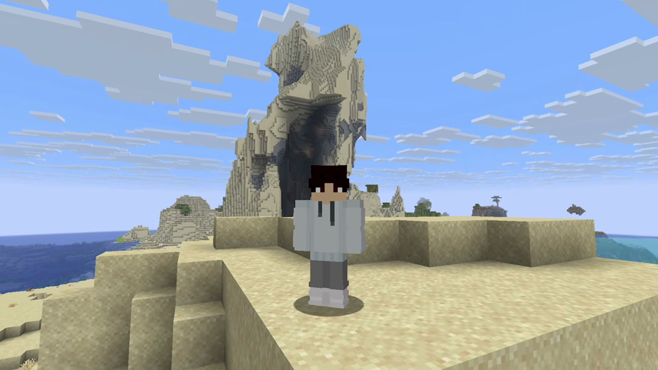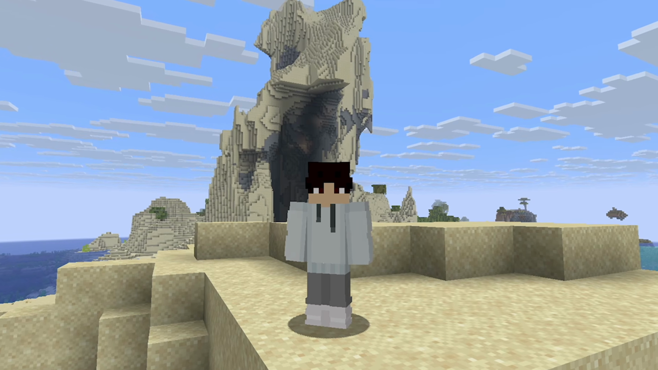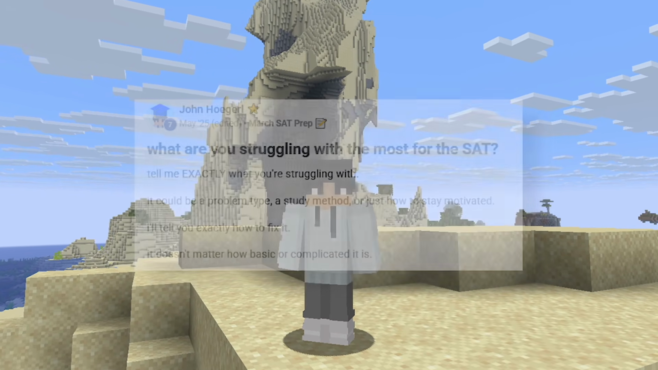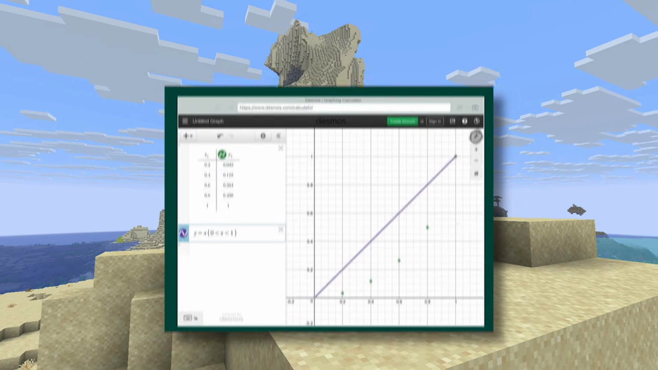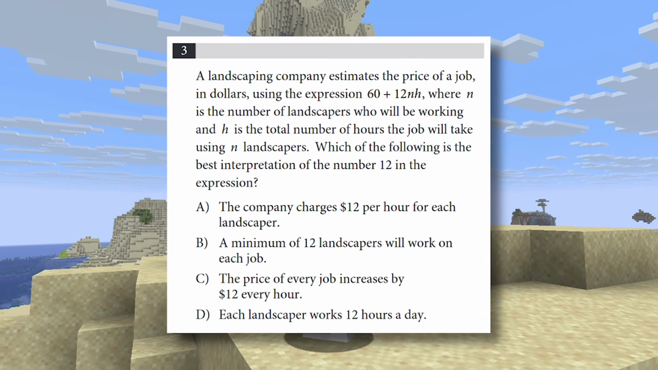Let me tell you, I run a free online SAT prep community, and I frequently ask the people in there, which section of the SAT are you struggling with the most right now? What do you think is the answer they most commonly give me? It's not Desmos regression, it's not reading passage questions, it's math word problems.